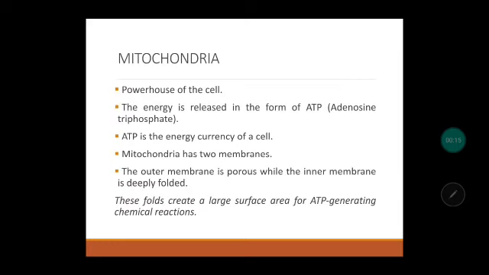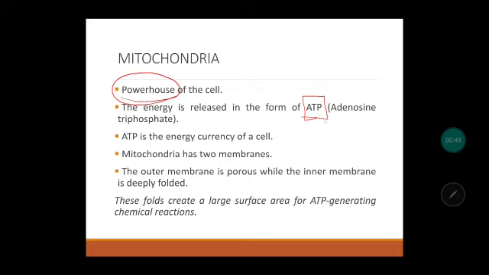First of all, let us see mitochondria. Mitochondria is a cell organelle present in both plant cells and animal cells, and it is called the powerhouse of the cell. What is a powerhouse? That which generates energy. This cell organelle releases energy in the form of ATP. So it is the energy house of the cell.